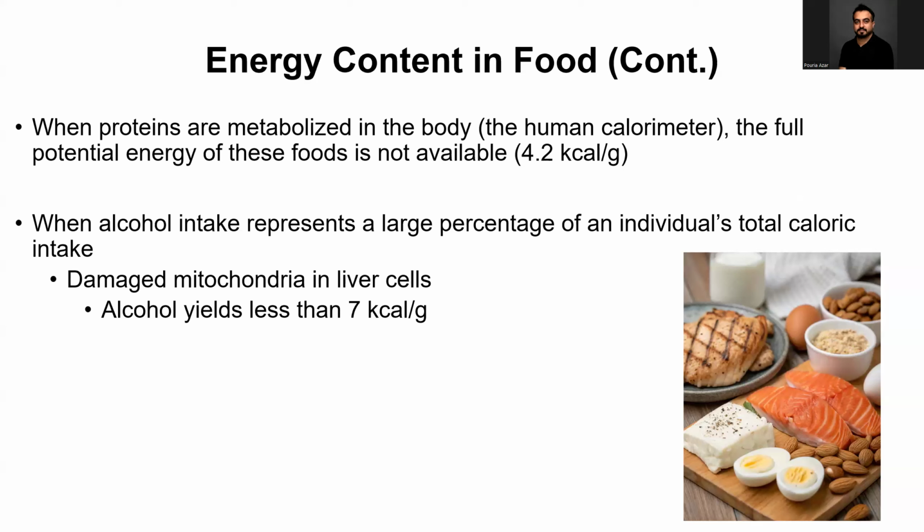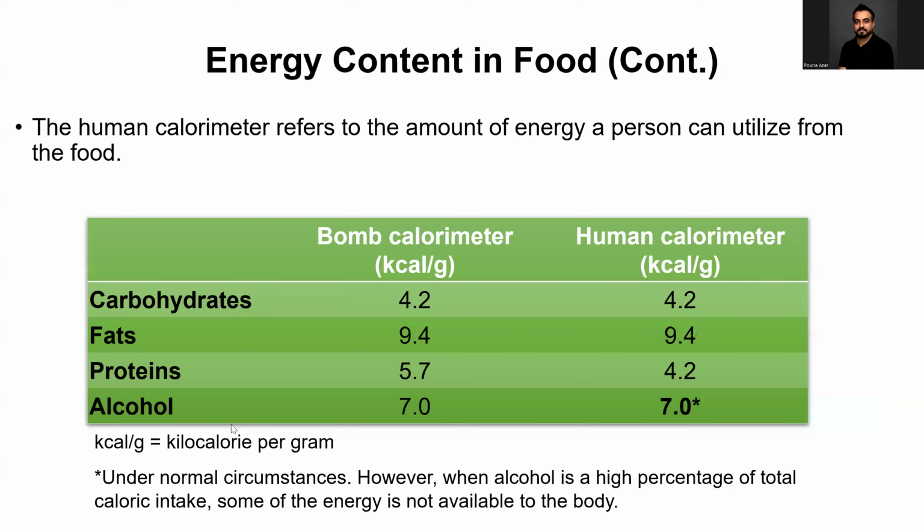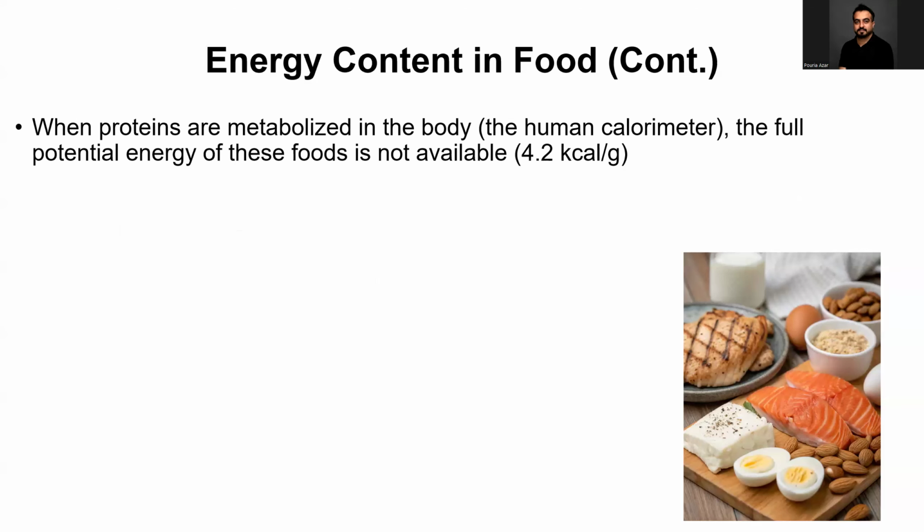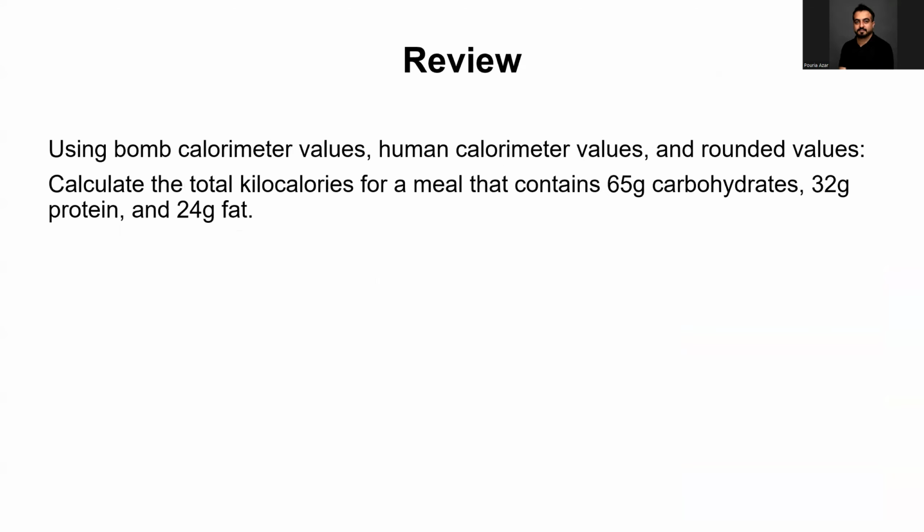And from a practical perspective, in this table, we usually say carbs and proteins yield 4 kilocalorie per gram and fats yield 9 kilocalorie per gram. So we round them down to make it easy in our calculation.